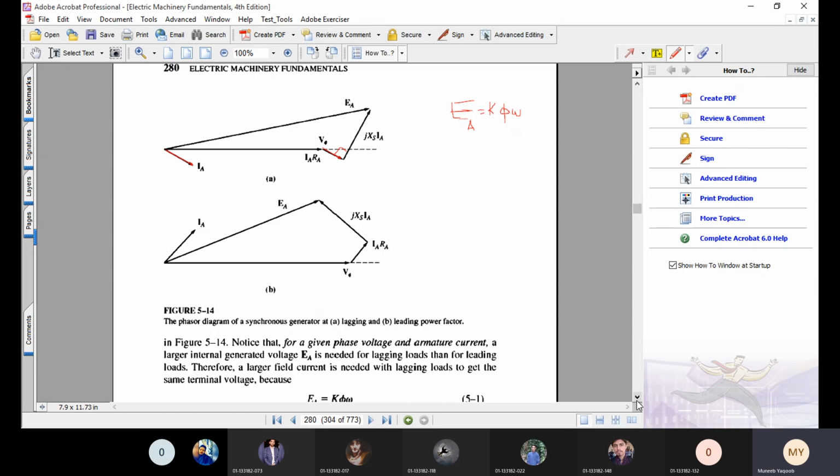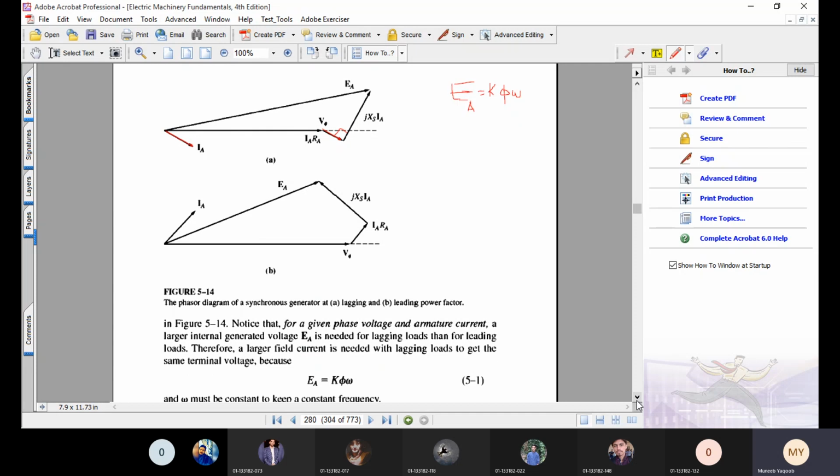Now coming to the third phasor diagram that is being displayed in figure 5.14b. Here you can clearly notice that the current vector IA is ahead of the output phase voltage V phi. Output phase voltage is the reference voltage. It is at the positive x-axis, that is 0 degrees, and IA is approximately at an angle of 60 degrees from V phi. So this is IA, drawn almost 60 degrees ahead of V phi.